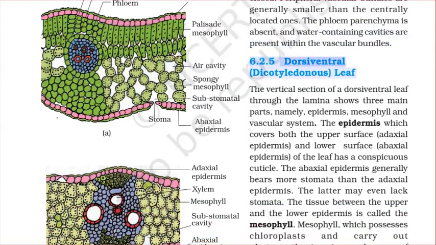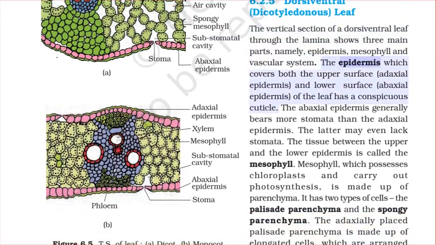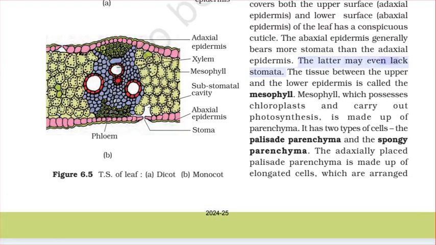6.2.5 Dorsiventral dicotyledonous leaf. The vertical section of a dorsiventral leaf through the lamina shows 3 main parts, namely epidermis, mesophyll, and vascular system. The epidermis, which covers both the upper surface, adaxial epidermis, and lower surface, abaxial epidermis, of the leaf, has a conspicuous cuticle. The abaxial epidermis generally bears more stomata than the adaxial epidermis. The latter may even lack stomata.